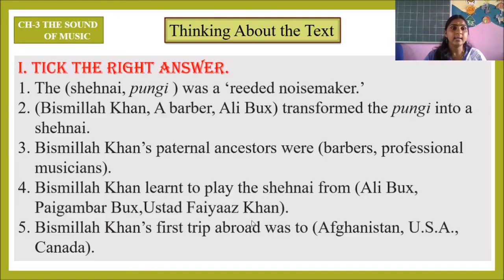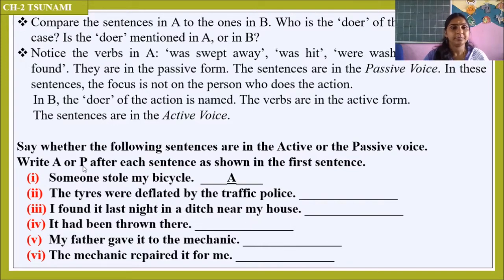Now let us see this one, the last one. Say whether the following sentences are in the active or the passive voice. Write A or P after each sentence as shown in the first sentence. Now here children, we have to work out the grammar part given here. We have to find whether the given sentence is in active voice or in passive voice.